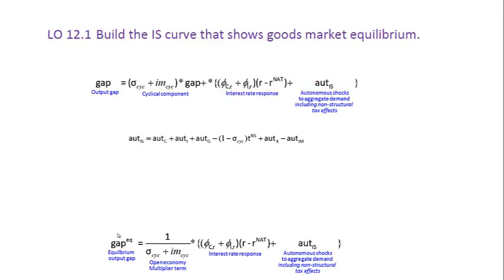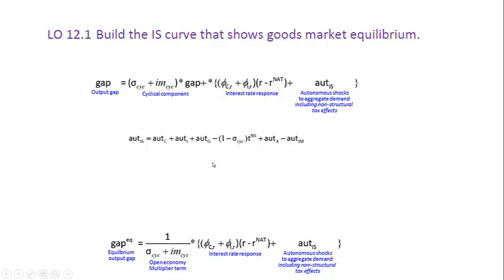So the way that this is going to be reflected here is in a new output gap equation, and our new output gap equation has the cyclical components, both from consumption and imports, and then the new interest rate responses. And we're going to call this autonomous shock now, instead of calling it AUT-AD, AUT-IS. Why? Because we've stuck in this tax term, because we're going to want to use that later on.